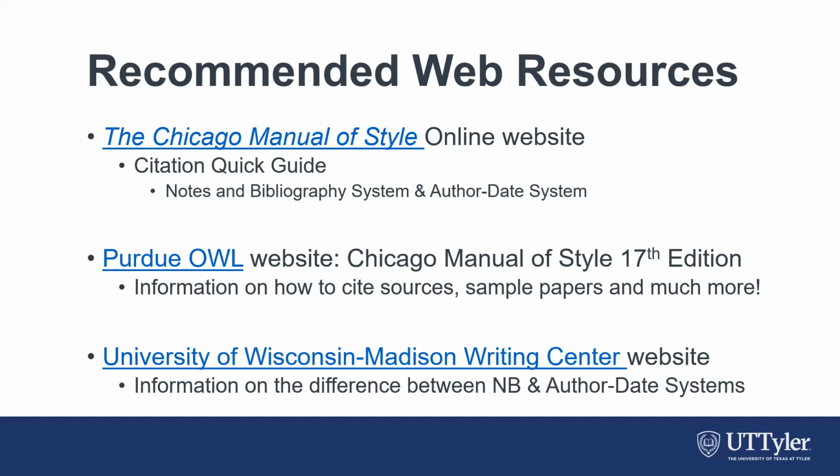Another one that I just love is Purdue OWL. I think Purdue OWL is fantastic with their explanation of the Chicago Manual of Style. They give really good information on how to cite sources. They provide sample papers, and they break some of the systems down a little bit more. It's a really great resource that I think is always free, readily available, and can help you become a better writer and a better researcher too.